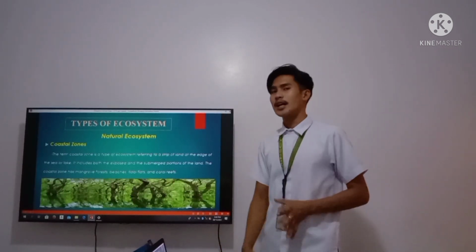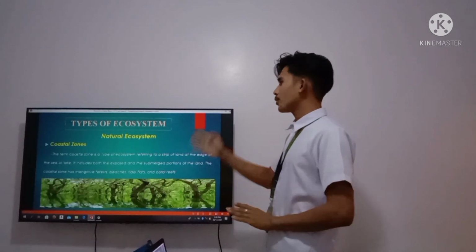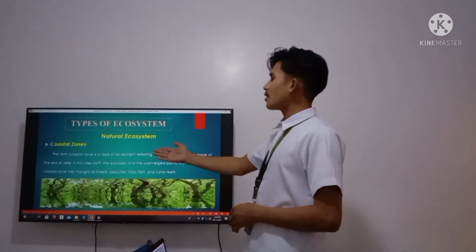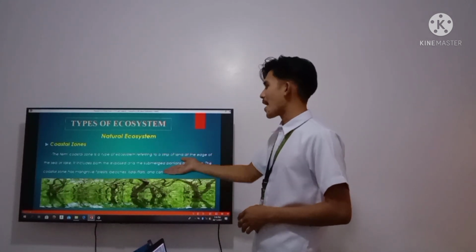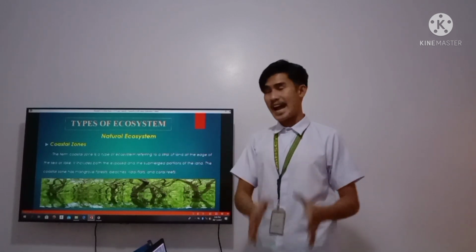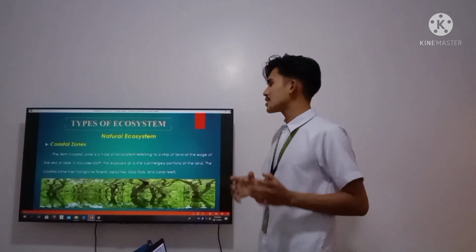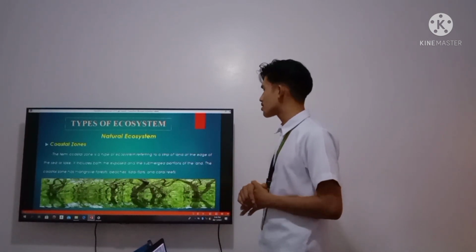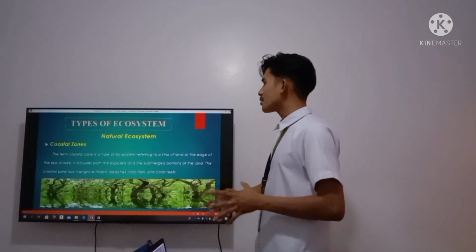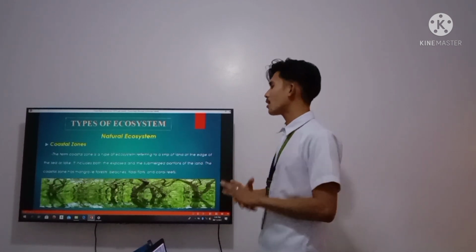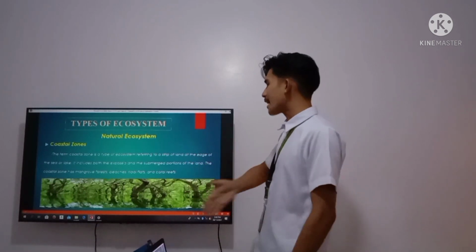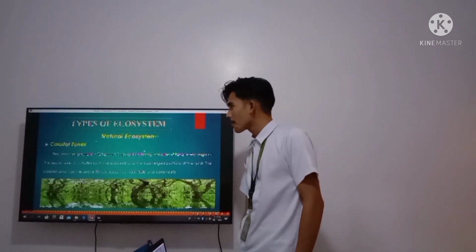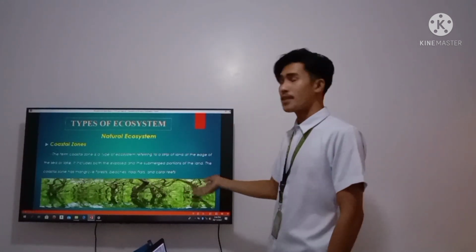The last one is the coastal zones. The coastal zone is part of the natural ecosystem. The term coastal zone is a type of ecosystem referring to a strip of land at the edge of the sea or lake. It includes both the exposed and the submerged portion of the land. The coastal zone has mangrove forests, beaches, tidal flats, and coral reefs. As you can see on the picture, this is an example of the coastal zones.